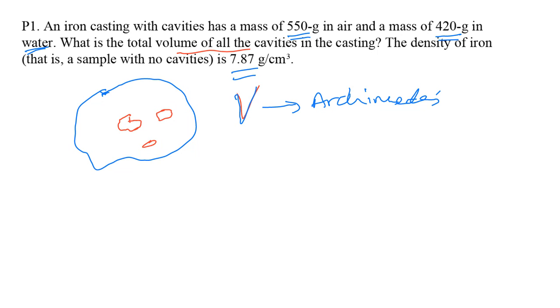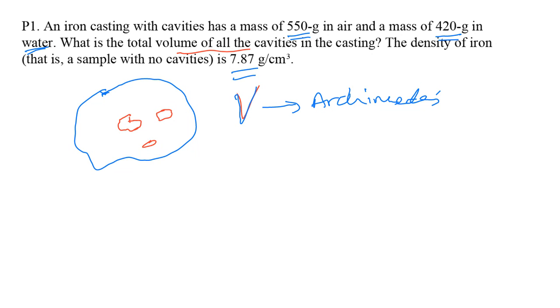When you do it with Archimedes, we look for the volume displaced by the object. The object is going to displace the whole volume, including the metal part plus the cavities. So when you find the volume using Archimedes' principle, it's going to give you the entire volume of the metal part plus the cavities.